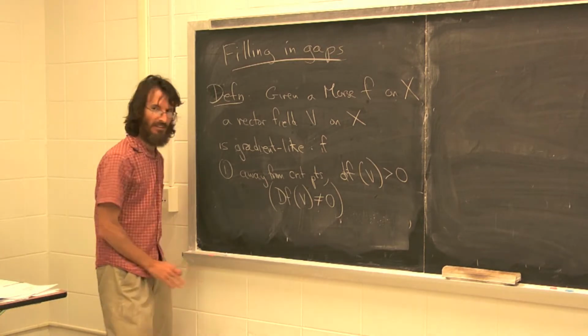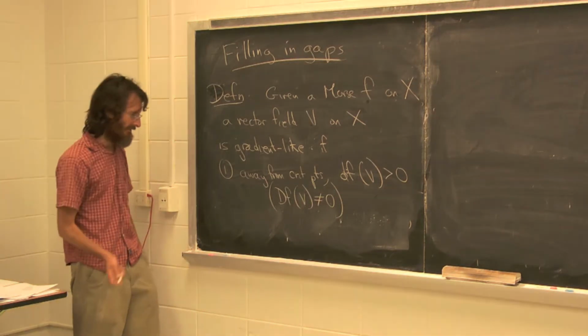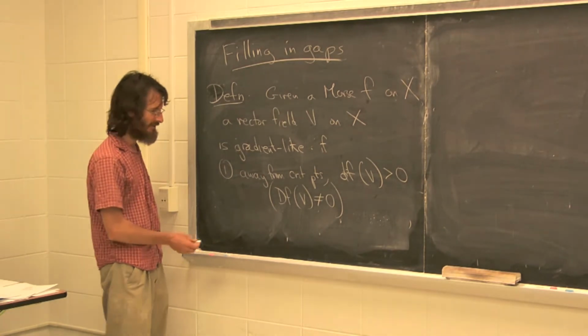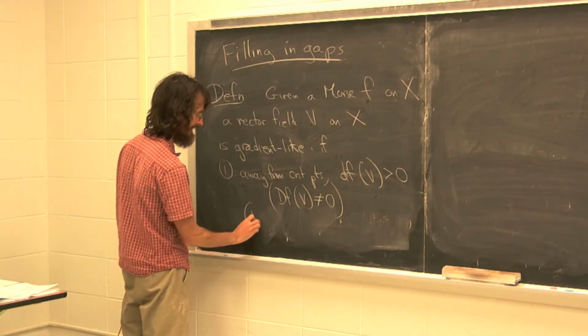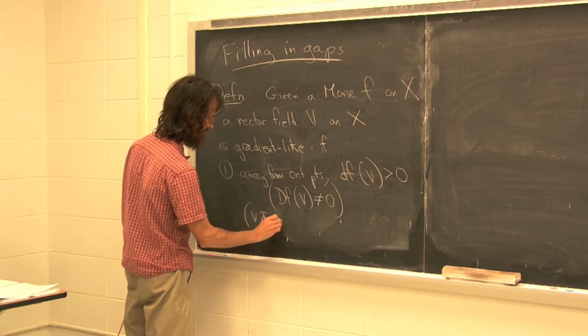Okay, so that was clear what that means, right? And actually, maybe I should say even more. Geometrically, V is transverse to level sets.